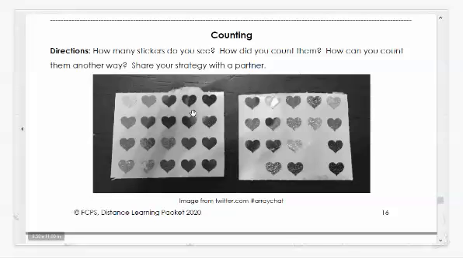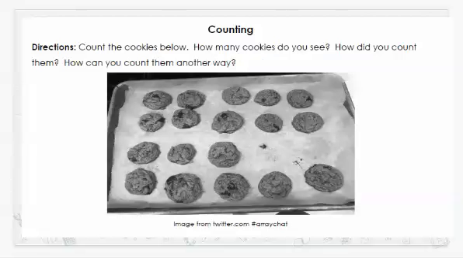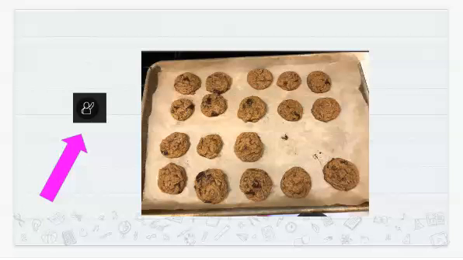Also in your packet, there is another group of objects you can count. You can count these delicious cookies, and you can see, here's a little better picture, to see how many cookies there are. So take a look, and as a mathematician, think, what would be the most efficient way to count these cookies? And you can pause this video and you can share with someone near you. How could you count the cookies?